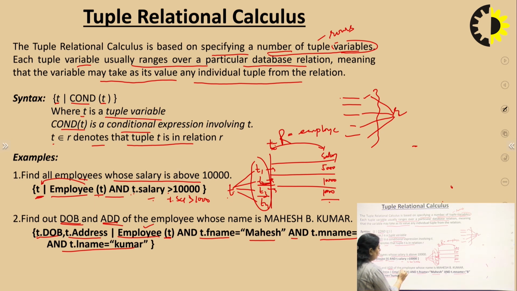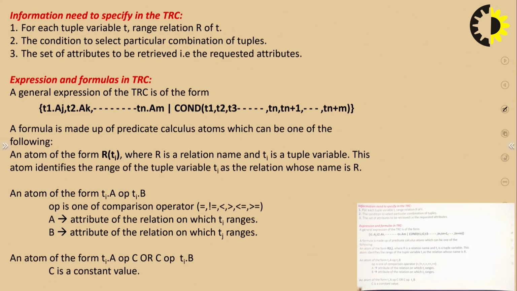So what do you have to write? First you have to give your relation name, then from that relation name you have to fetch the condition, and you have to write the attributes here with this variable. So what we are doing here, the information that we need to specify in TRC is, for each tuple variable T, the range relation R of T. That means you have to specify for each variable the range of relation in T, the condition to select, and the set of attributes to be retrieved.